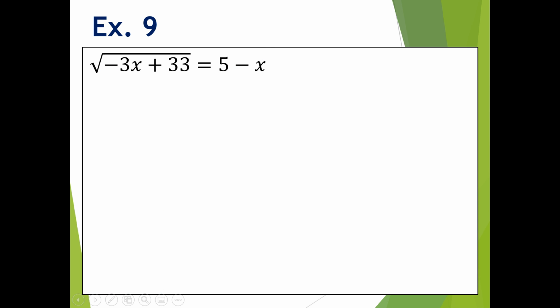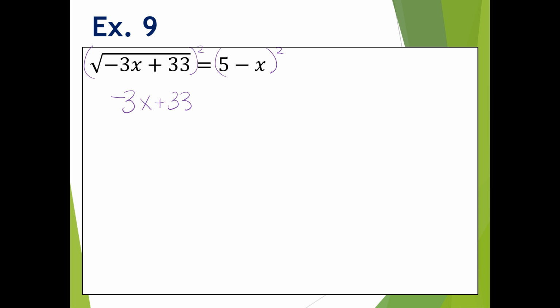Okay, now we have a radical term on the left side. It is alone, so that means we are ready to square both sides. So we're going to square both sides here. Again, over here, our radical and our exponent are the same, so that just leaves us with the negative 3x plus 33 escaped out of the radical.